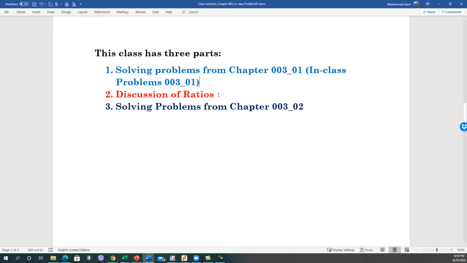Then we will be discussing the different ratios and what the importance of those ratios is, and then we will be solving chapter 3.2 in-class problems. Okay, so let's start.